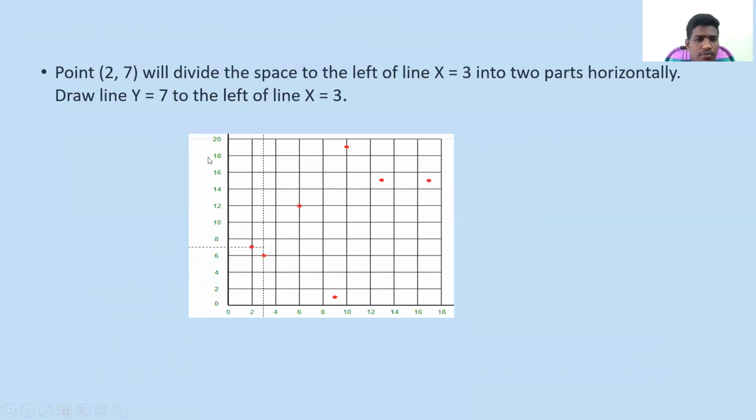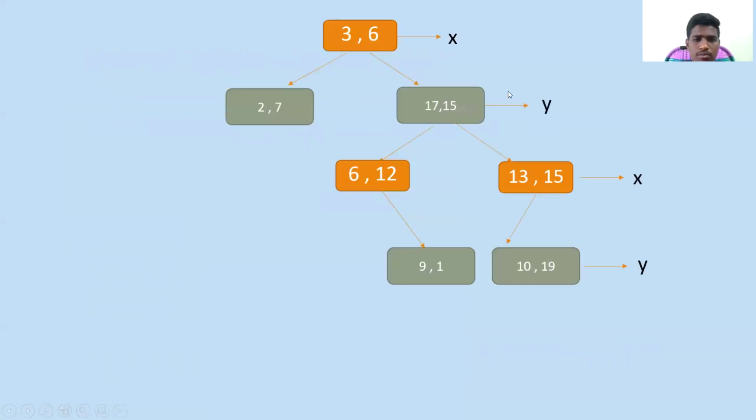So similarly here 2 comma 7. Here you can see 2 comma 7. As 2 comma 7, in which plane?